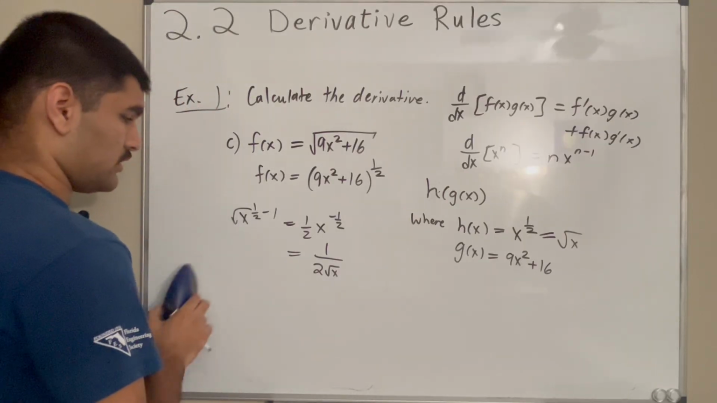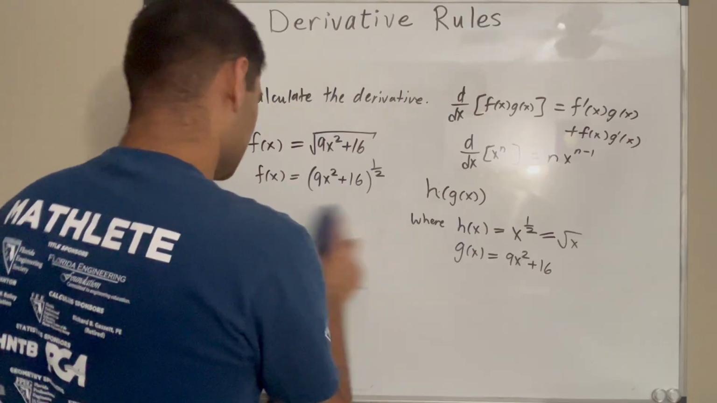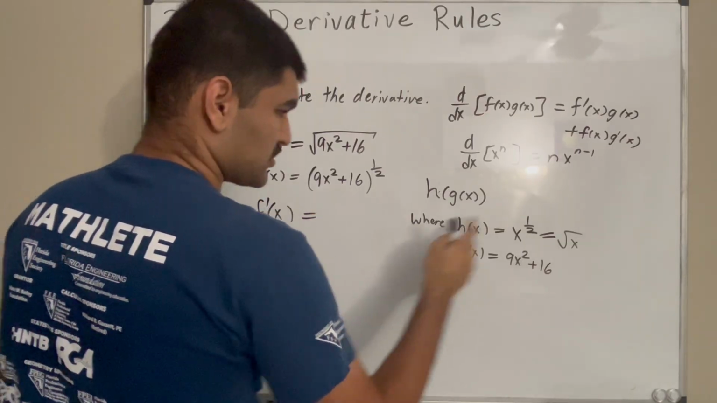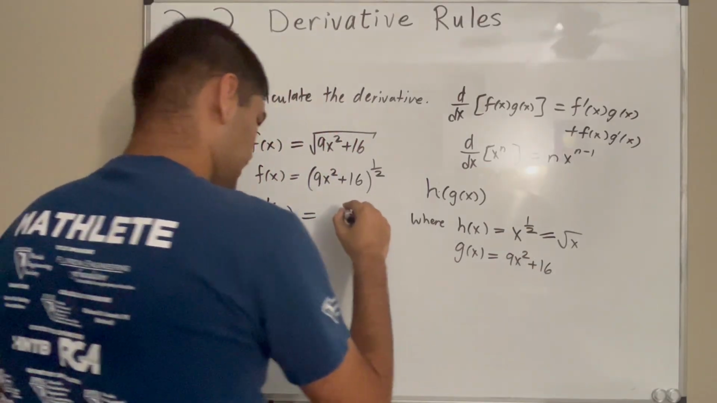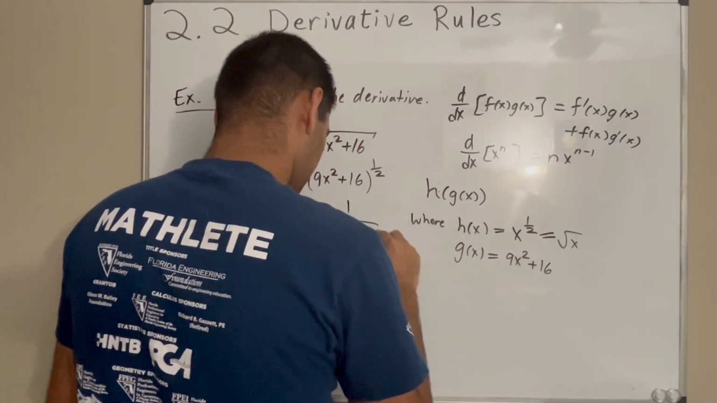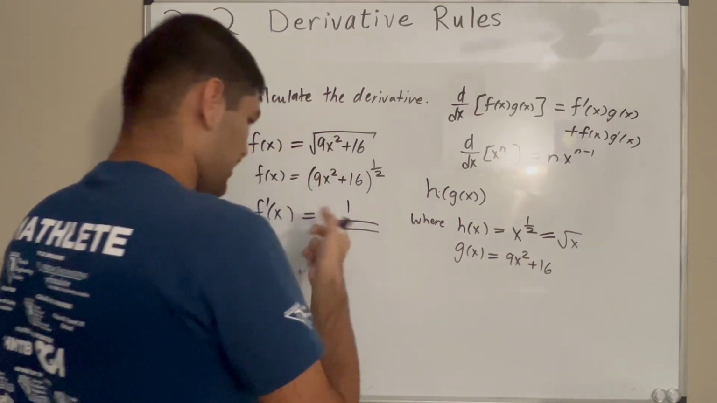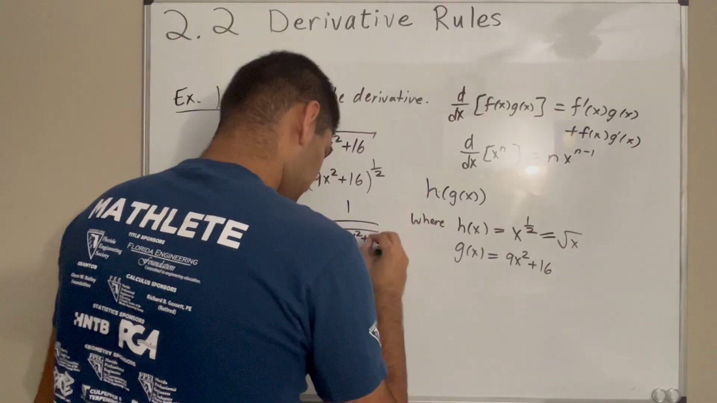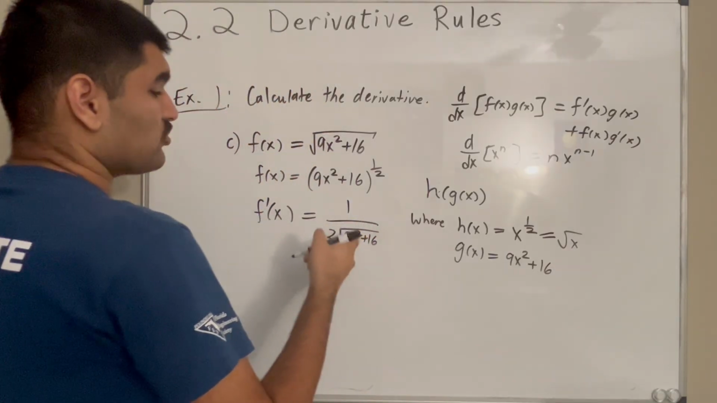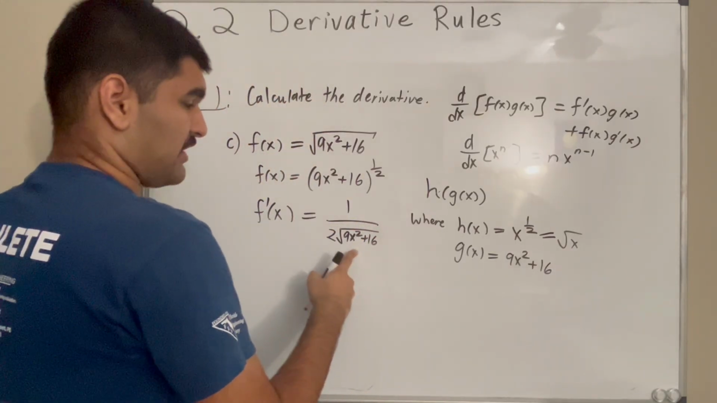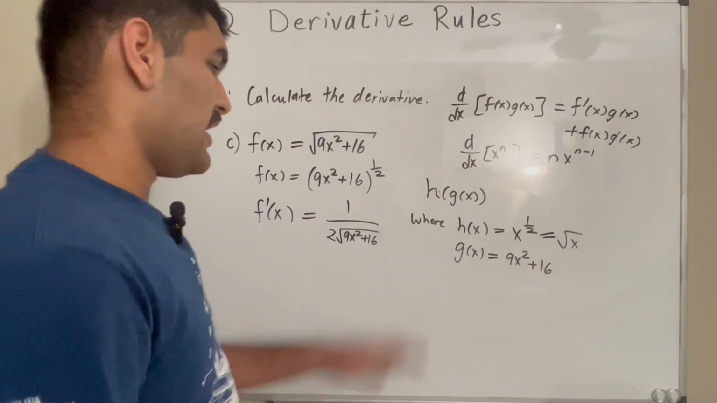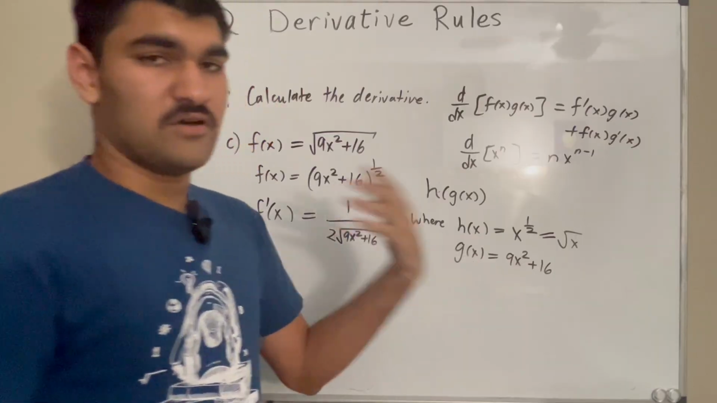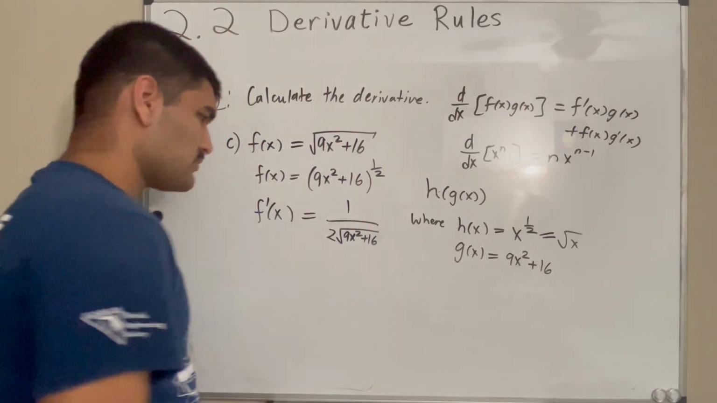So then, I will write this over here. We just saw that the derivative of the square root of x is just 1 over 2 square root of whatever the input is. In our case, the input is 9x squared plus 16. I'll write that here. But then we have to multiply by the derivative of the inside function, right? That's the next step. Because now h of x is taken care of. We already took the derivative of that. So now we have to take the derivative of g of x and multiply.